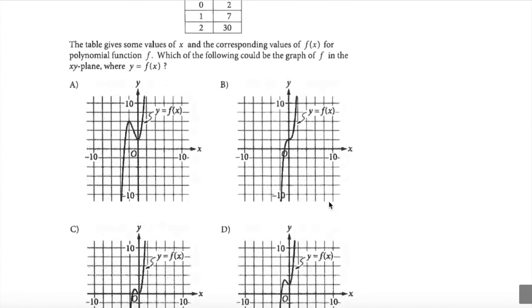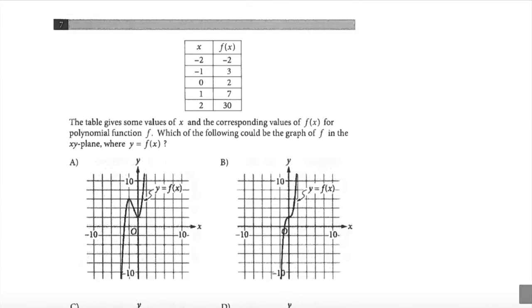Number 7. So the table is given here, some values of x and the corresponding f of x values, which are basically the y values. And it's just asking which one could be the graph for this function right here. So I would start with trying to see 0, 2. As I said, I love zeros, right? So 0 and 2, this is good. B is good with 0, 2.